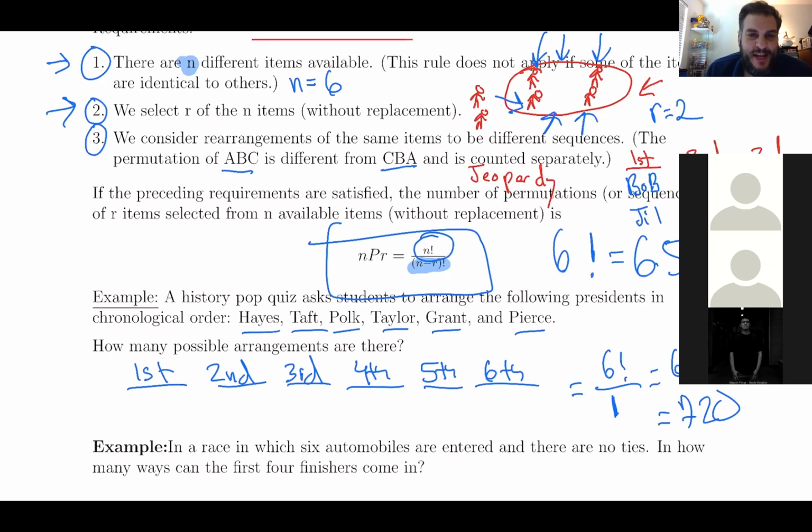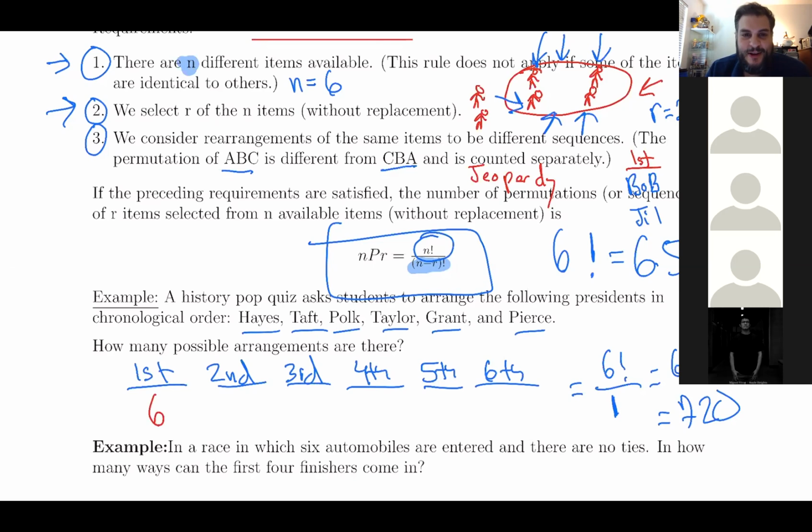All right. So say we're arranging these presidents by order. We're going to put somebody in first place, second place, third place, fourth place, fifth place, and sixth place. So if I'm just randomly guessing, how many options do I have to put in first place? 6. Cool. So we'll put 6 right here.